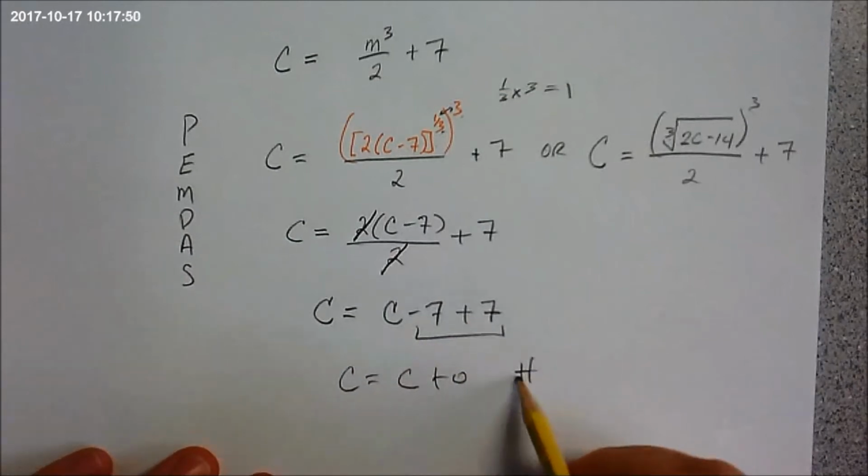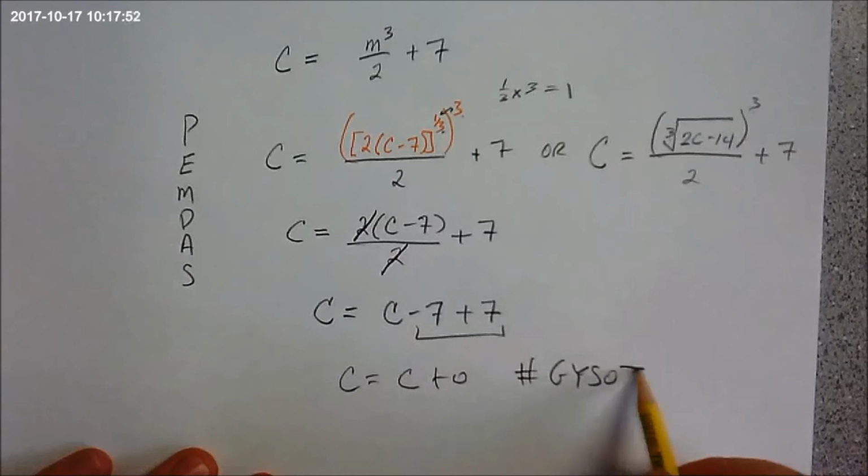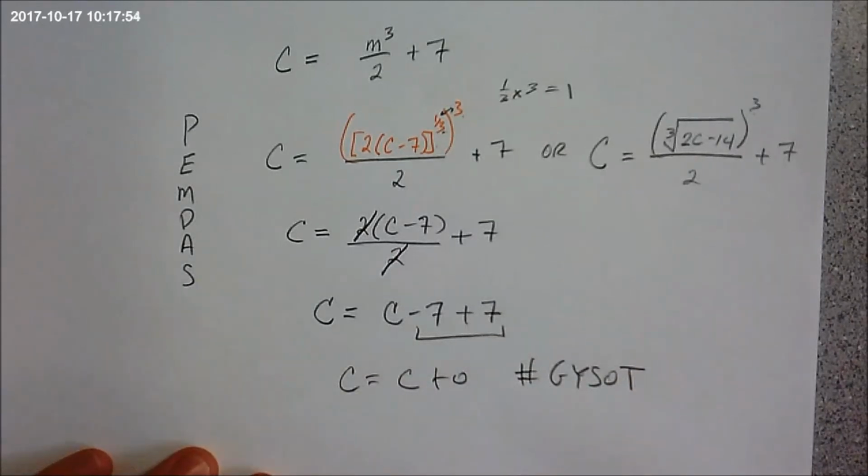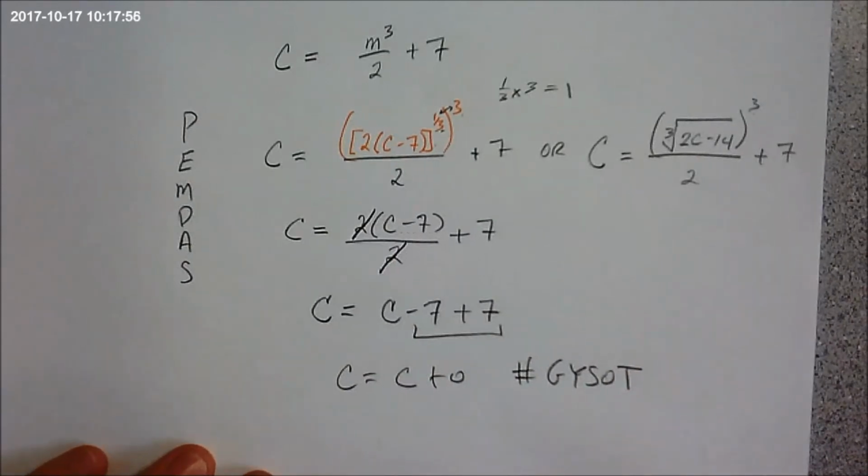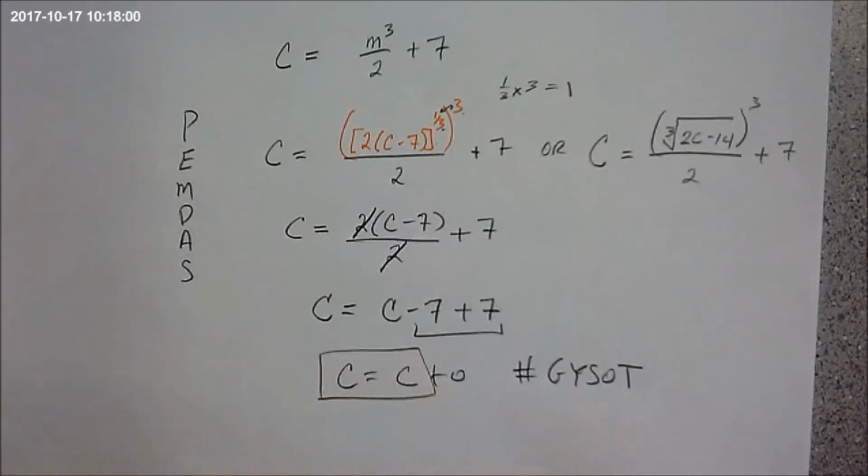Dang. So we ended up with a true statement, c equals c. That's how we know we're right. Dang. What do you think about that, Alex? Yeah? We got this.